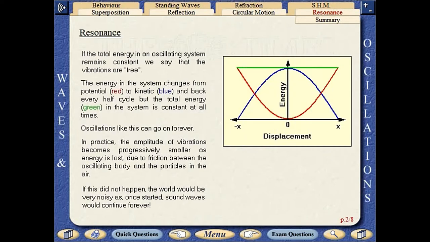If the total energy in an oscillating system remains constant, we say that the vibrations are free. The energy in the system changes from potential to kinetic and back every half cycle, but the total energy in the system is constant at all times. Oscillations like this can go on forever. In practice, the amplitude of vibrations becomes progressively smaller as energy is lost due to friction between the oscillating body and the particles in the air. If this did not happen, the world would be very noisy, as once set up, sound waves would continue forever.